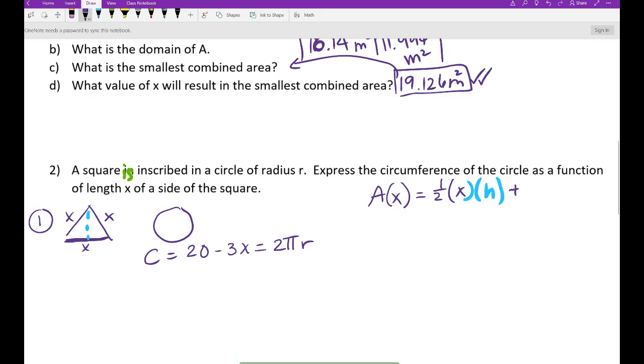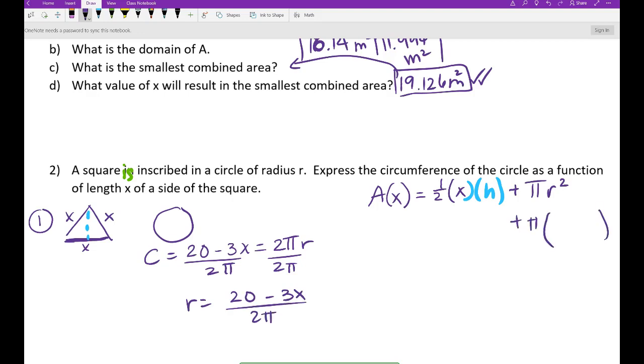By now, you guys should all be able to find r. Yes or no? Yeah, divide this by 2 pi. R is 20 minus 3x all over 2 pi. So I'm going to leave this alone right now. I will simplify that and make that pretty in a second. But hopefully you can get there.